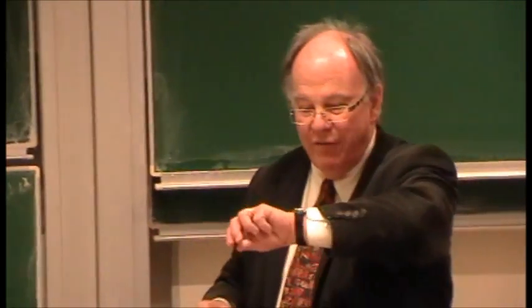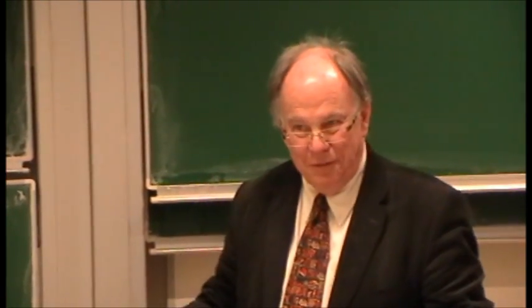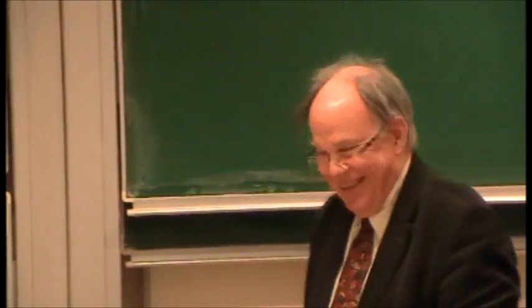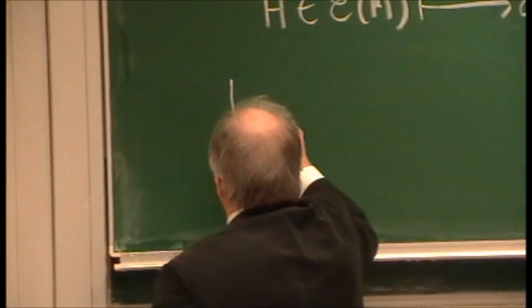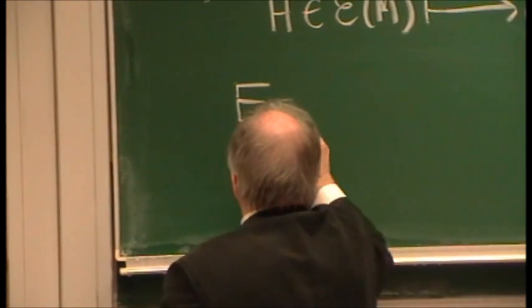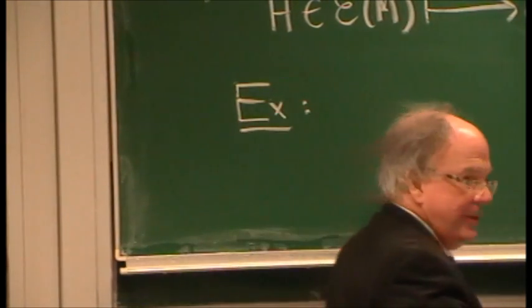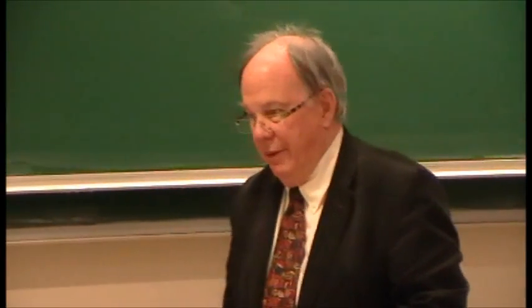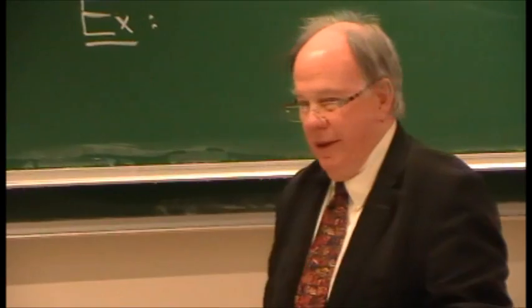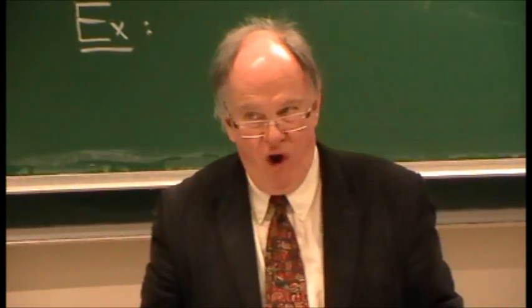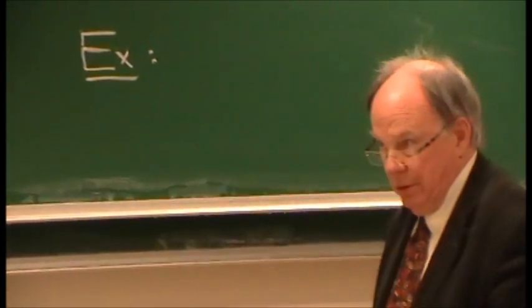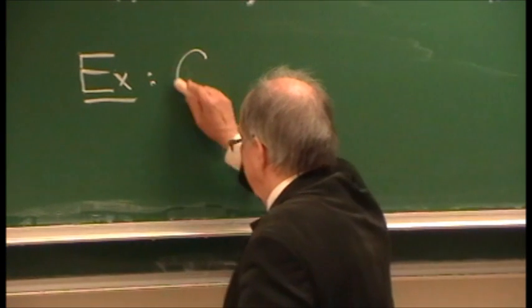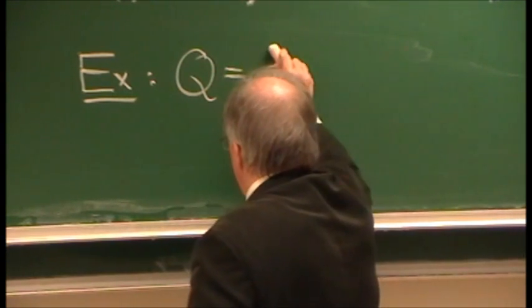Now, maybe we have 5 minutes. Yes, we do. Let's have some fun. Okay. So, example. Let us go to the cotangent bundle of something. I don't know. Let us go to the cotangent bundle of R^n. Okay? So Q equals R^n.